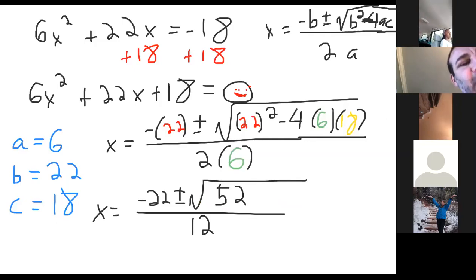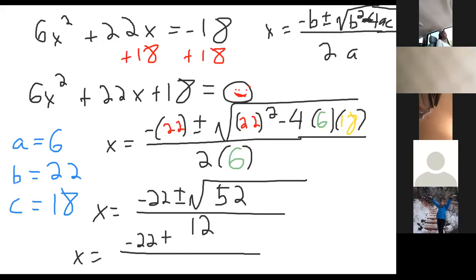Okay, now I'm pretty close to done. Do I know the square root of 52? No, I don't. Do I know any of those perfect squares that go into 52? Yes. Probably 4, right? Yep, 4 and 13. So negative 22 plus or minus, the square root of 52 is the square root of 4 times 13, and the square root of 4 is 2. So if it's okay, I'm just going to go straight to 2 on the outside, square root of 13. Is everybody okay with that one? All over 12. Now, I'm going to split it up into two fractions.